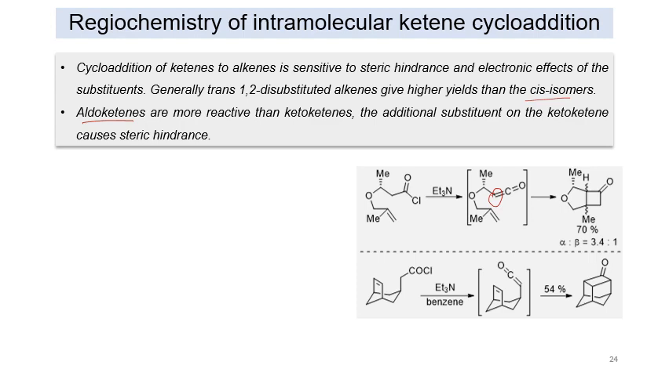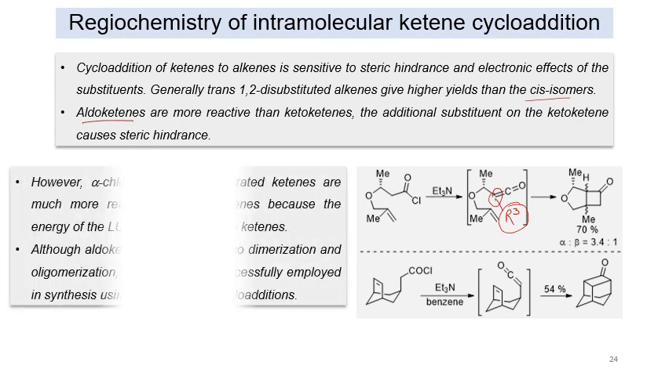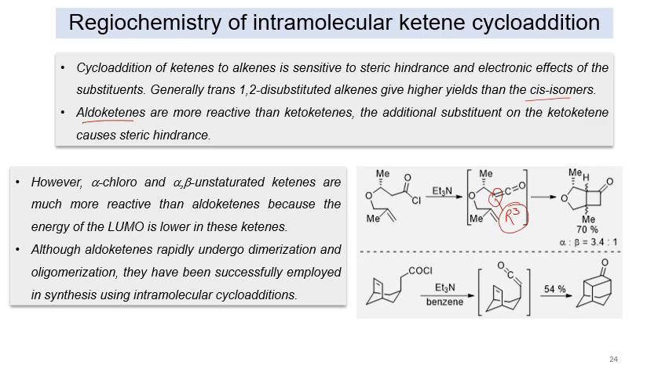If there are two groups at this particular carbon, then it is a ketoketene. This additional group, if it is present, will create steric hindrance. Therefore, the reactivity of ketoketenes is lower than aldoketenes. However, if you place an alpha chloro, or if the ketene is alpha,beta-unsaturated, then this is more reactive than aldoketenes because the energy of the LUMO is now lower in these particular ketenes.